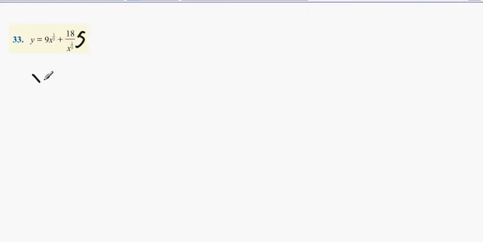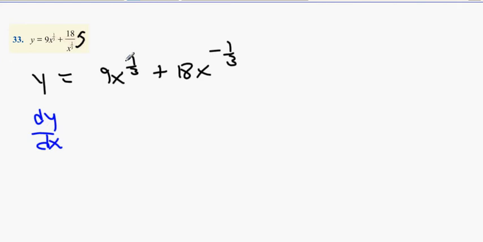Bring the power of the third to the top, and what we're going to get now is we're going to still have 9x to the power of a third, plus 18x to the minus a third. Differentiate once, and what we get is the third goes to the front, multiplies by the 9, you get 3. Take 1 away from the power, you get x to the minus 2 over 3. Next one, multiply minus a third by 18, and you get minus 6. Take away 1 from the power, you get x to the power minus 4 over 3.